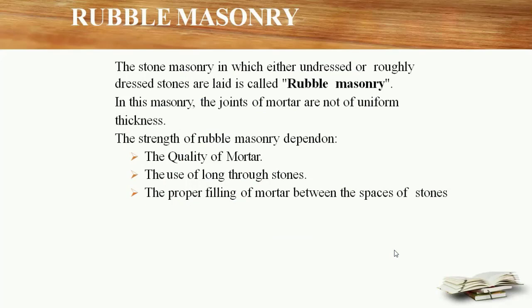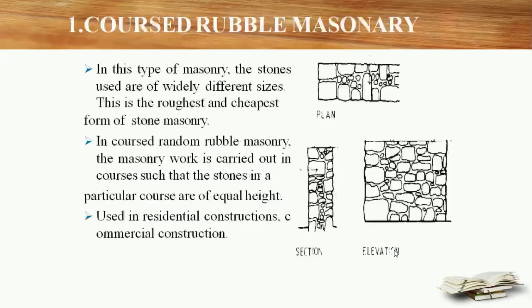So basically this type of masonry uses stone of an irregular shape and size. They may be hammered to remove sharp edges. There are some types of rubble masonry also, like dry rubble masonry, random rubble masonry, square rubble masonry, and miscellaneous. The strength of the rubble masonry depends on the quality of the mortar, the use of long through stones, and the proper filling of mortar between the spaces of stone.